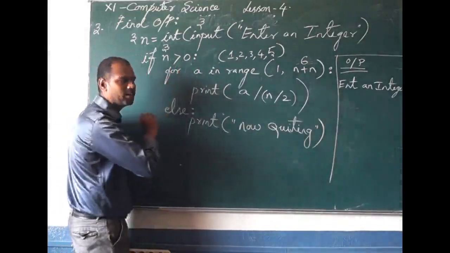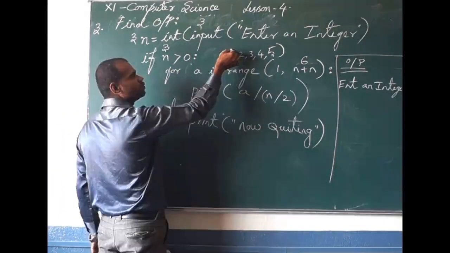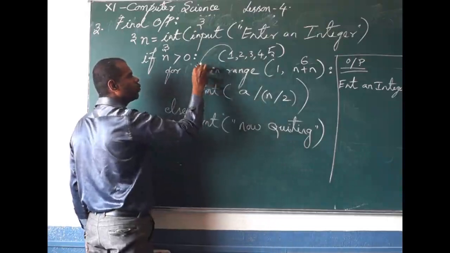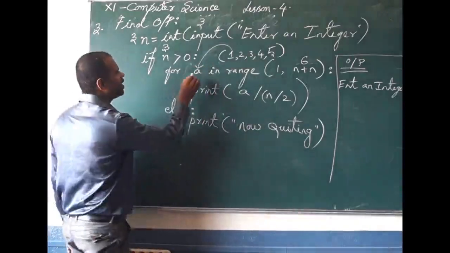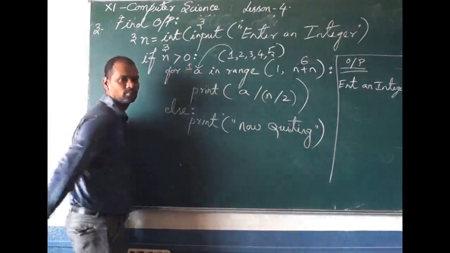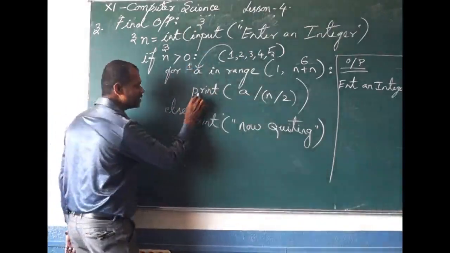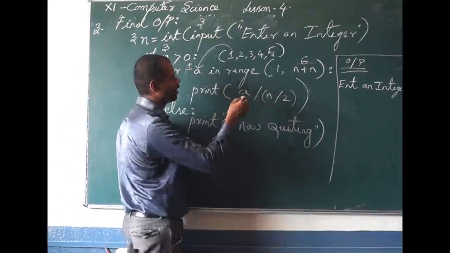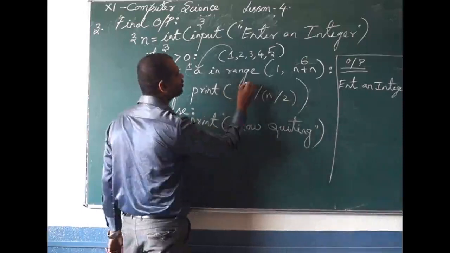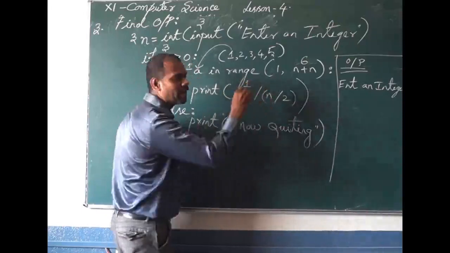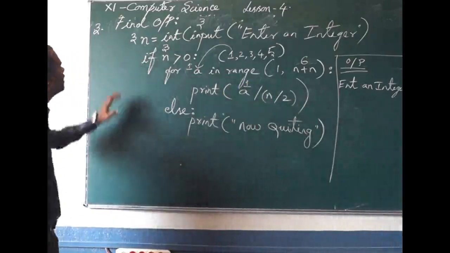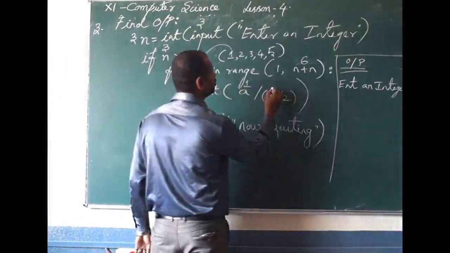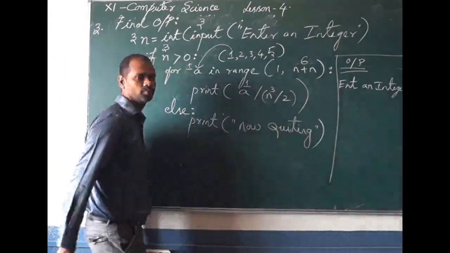A is a variable. This is the first value. What value? The first value, 1. What is A's value now? It is 1. Okay, fine. So print above the A you write 1, and above the n you write 3. Okay, so 3 by 2.